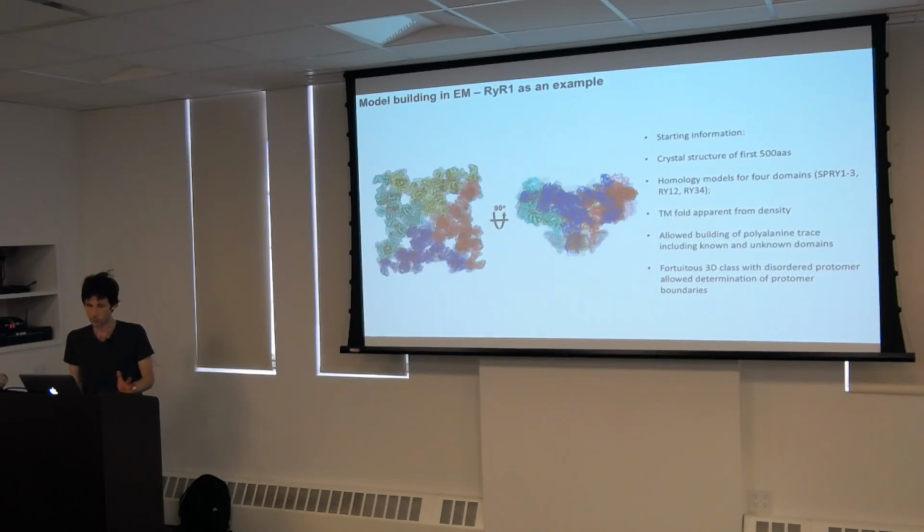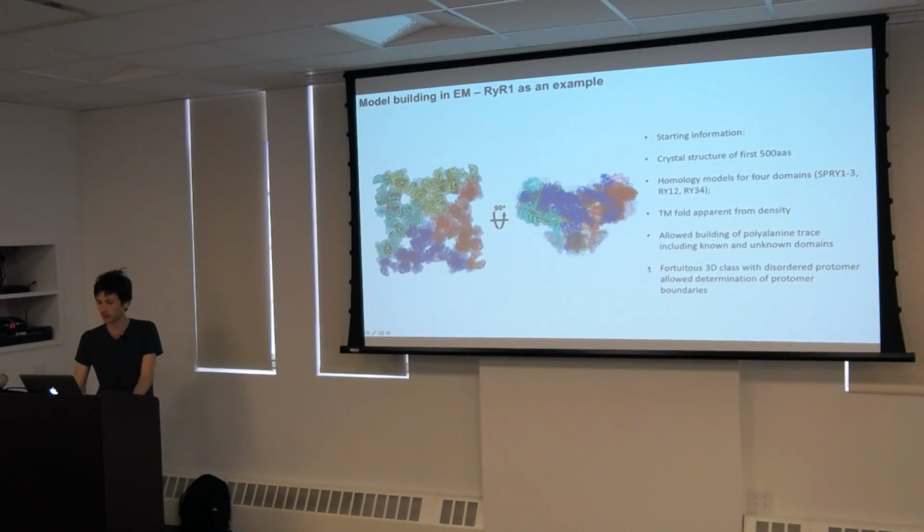When we started, we had a map that was about 5 angstroms, and the prior knowledge that we had consisted of a crystal structure of the first couple of domains and homology models for 4 domains, more or less. And we could identify the fold of the transmembrane region from the density, insofar as it looked like a 6TM ion channel for which there were a lot of models out there.